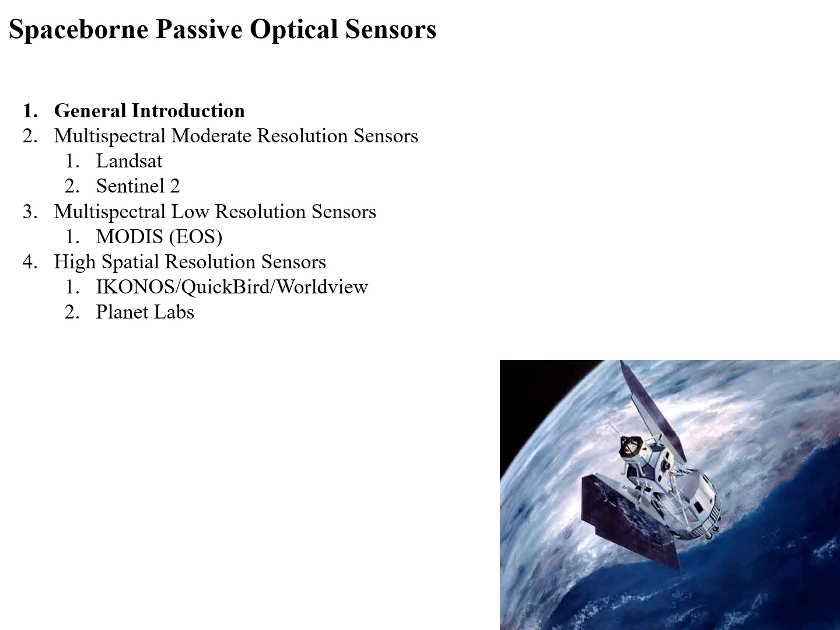So after a general introduction to how satellites are designed and what kind of considerations go into that design, we'll talk about the most often used satellites, the multispectral moderate resolution sensors like Landsat and Sentinel 2. We'll talk about multispectral low resolution sensors, most commonly MODIS. And then we'll talk about the class of high spatial resolution sensors. So those are things like Ikonos, QuickBird, and WorldView. And then we'll briefly talk about the constellation satellite approach that Planet Labs and similar organizations pursue.